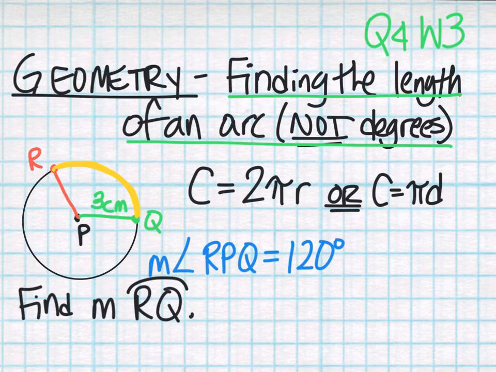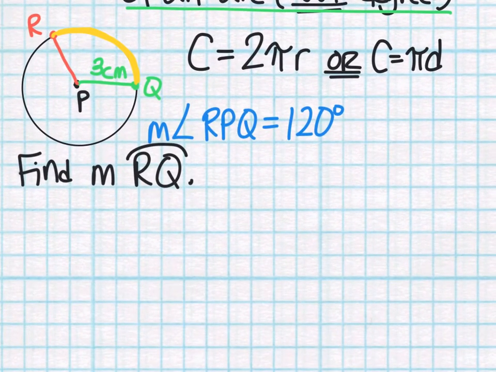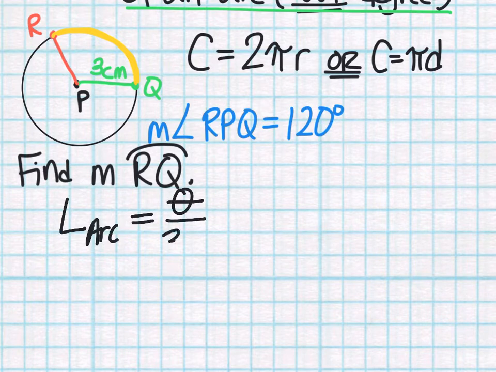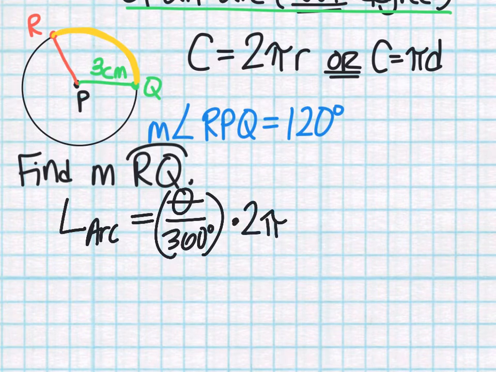So this is going to be very similar to how we found the area of a sector. We're going to do a new formula for the length of an arc. So that formula, length of an arc, is equal to theta, that's the angle, divided by 360, times the circumference. So I want to know what fraction of the circle this is, times the circumference, so times 2 pi r.